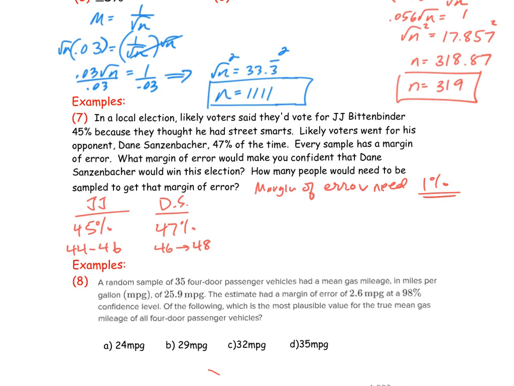So how many people would you need to survey to get a margin of error of 1%? We just did that, right? So if the margin of error is 1%, I'm solving this equation, right? How many people need to be surveyed? So figuring that out, I mean, you could pause it and figure it out yourself.